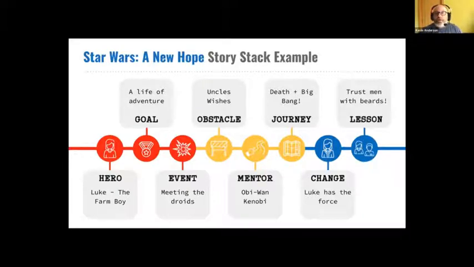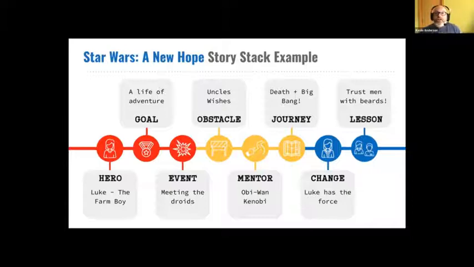Then we have the journey, and the journey in movie terms is the set piece elements. What are those moments that you remember more than anything from the film that you're going to talk us through? So in the journey for us in Star Wars: A New Hope, it's death, explosions, bang, lots of individual things happen. But my favourite scene is in the trash compactor when they almost get squished.